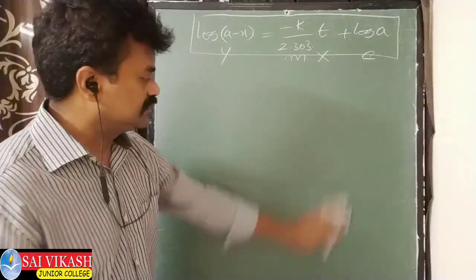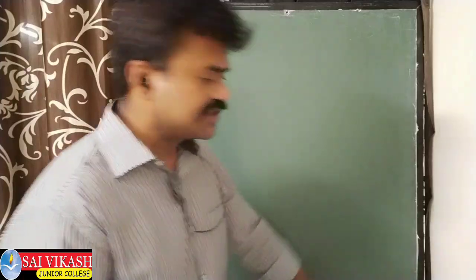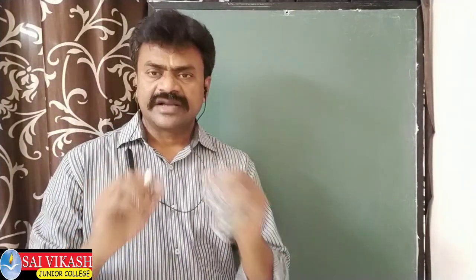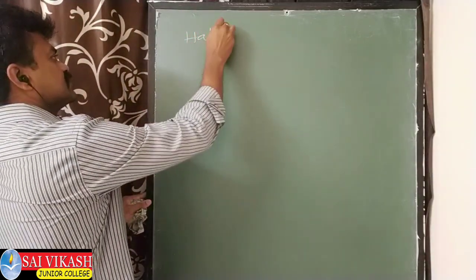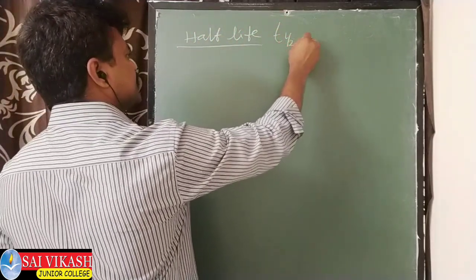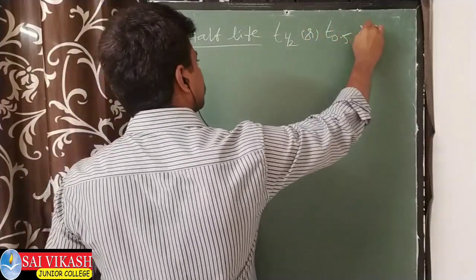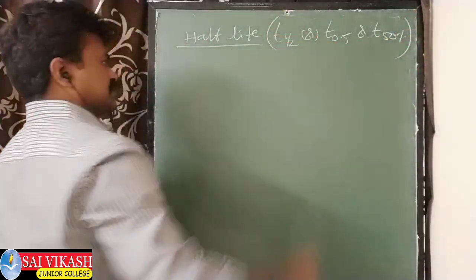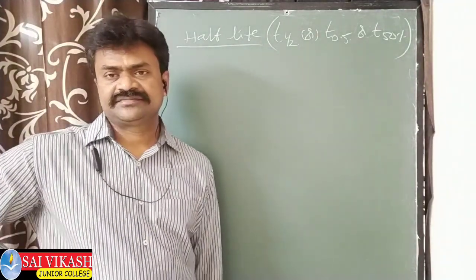Now, see this. After completion of these integrated rate equations and their graphs, let us discuss another topic, half-life. The half-life symbol is t half or t 0.5 or t 50%. All these are the symbols for the half-life.